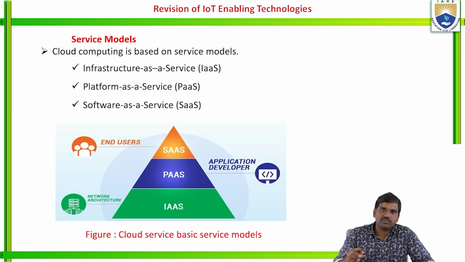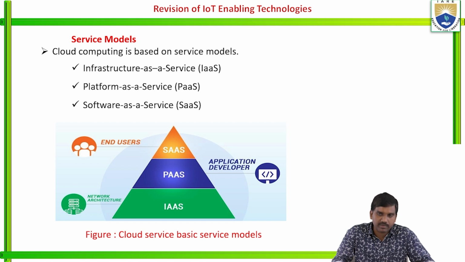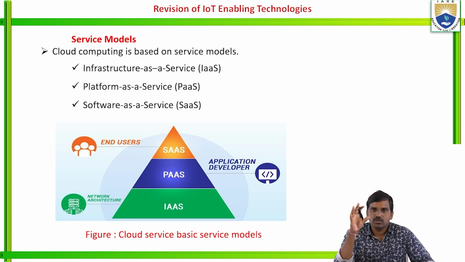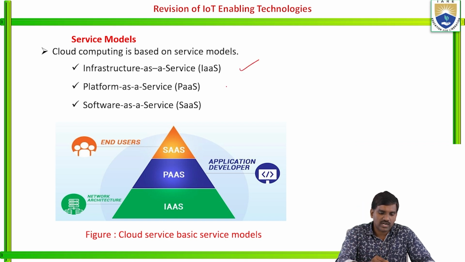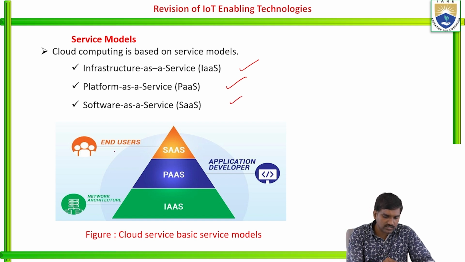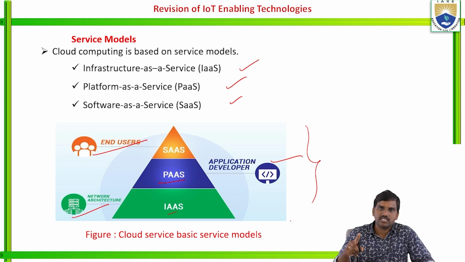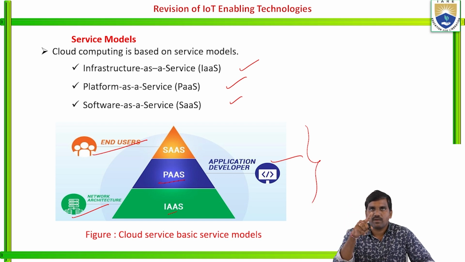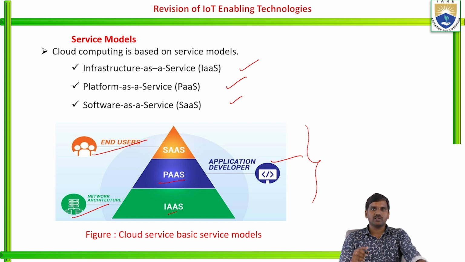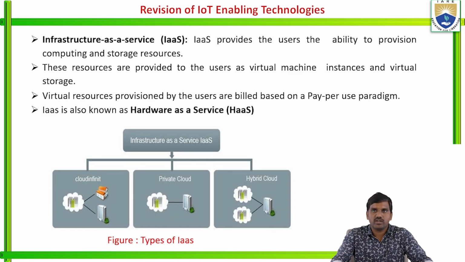Next, service models are a very important topic in the revision of IoT enabling technology. The cloud computing service models are infrastructure as a service, platform as a service, and software as a service. Software as a service is for end users. Platform as a service is for application development, based on the application. And infrastructure as a service is nothing but network architecture. So there are three types of service models: infrastructure as a service, shortly IaaS; platform as a service, PaaS; and software as a service, SaaS. So let's start with the first one.